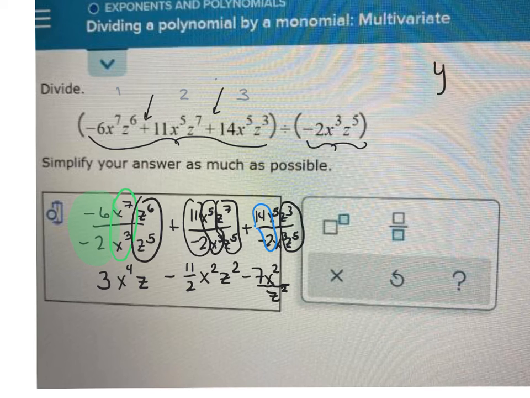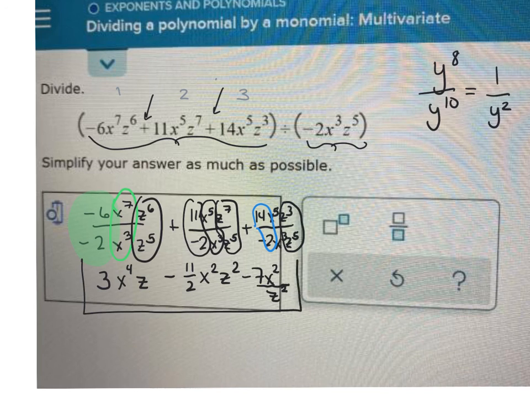So this is true of anything. If I were to have y to the 8th over y to the 10th, then this would simplify to y squared on the bottom. In this case, nothing would be left on the top, so we just put a 1. So our final quotient is 3x to the 4th z minus 11 over 2, x squared z squared, minus 7x squared over z squared.